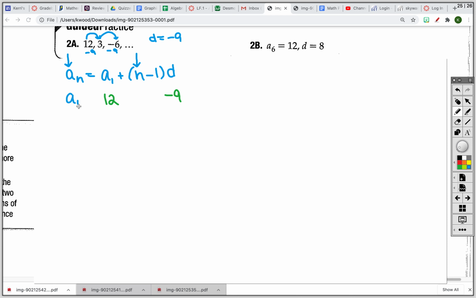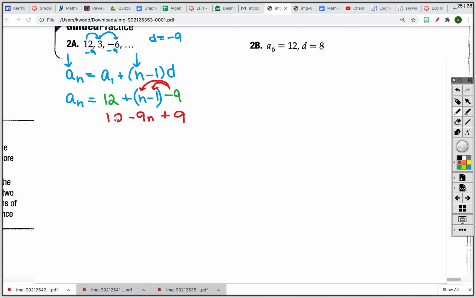So a of n equals 12 plus negative 9 times n minus 1. Now to simplify this, we're first going to distribute. And yes, it's a little backwards, but that's okay. We can put it in the back as well as in the front. So we are going to distribute. Negative 9 times n is a negative 9n. And a negative times a negative equals a positive. 9 times 1 is 9.